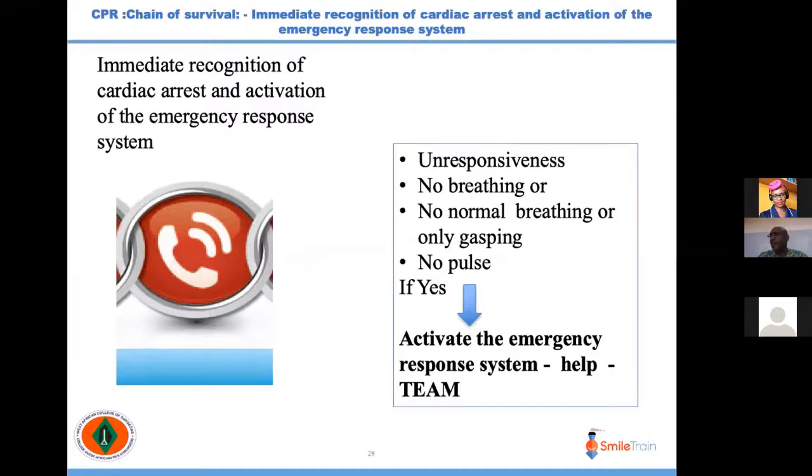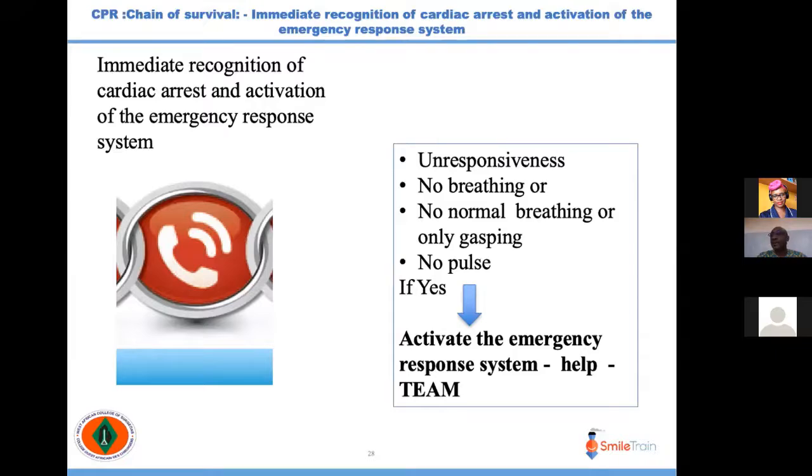unresponsiveness is an important thing in cardiac arrest, which I think is sometimes overlooked by health workers. The patient is unresponsive, not breathing, no normal breathing, or only gasping, and then no pulse comes as the fourth element. If any of these criteria are met, you activate the emergency response system and ask for help.